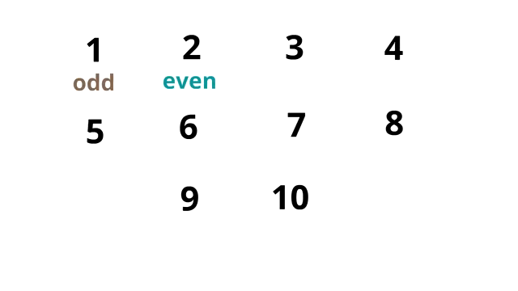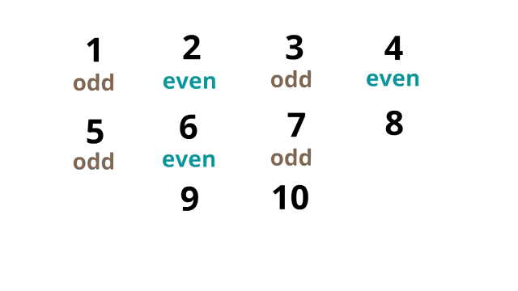It's odd. This is where it gets fun. If 3 is odd, then that means 4 is even. Good job. And if 4 is even, that means 5 must be odd. Yeah. And if 5 is odd, that means 6 must be, you guessed it, even. And if 6 is even, that means 7 must be odd. Yes, 7 is odd.